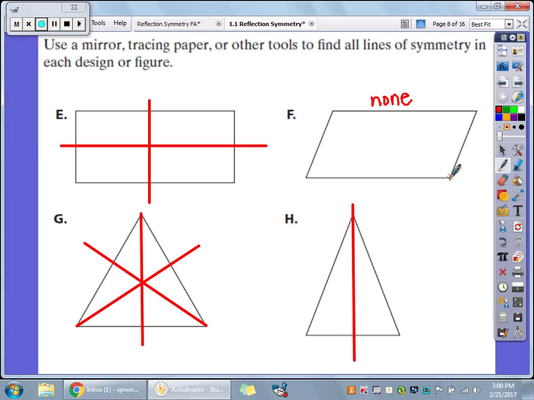The reason that this one has 3 lines of symmetry is because it's an equilateral triangle. So all 3 of these sides are exactly the same length. And so if we were to fold this along this line, these 2 sides would match up. If we were to fold it along this line, these 2 sides would match up. And if we were to fold it along this line, these 2 sides would match up. The reason that this one only has 1 is because this is an isosceles triangle. So only these 2 sides are the same. If we were to try and put a line of symmetry here, this side over here would not be exactly the same as this side over here. So this is the only line of symmetry in an isosceles triangle.